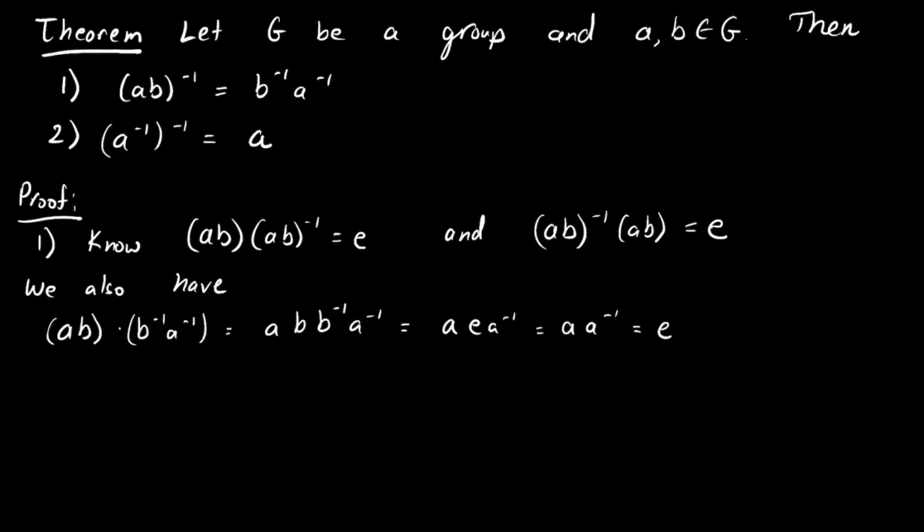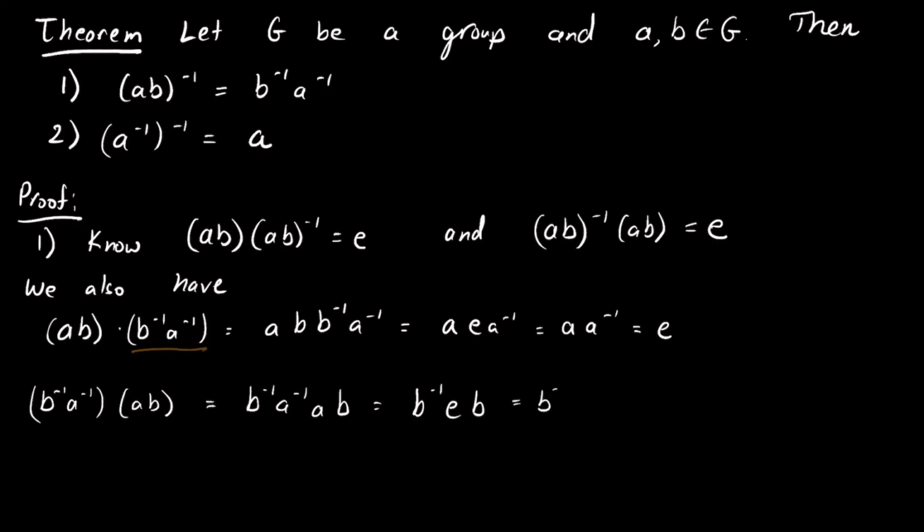So I notice that AB times this new element here gives me E, and then I'll do it in the other order as well. If I take B inverse A inverse times AB, again, avoiding all this parentheses shuffling, I'll just write the following. This is going to equal B inverse E times B, which is B inverse B, which is equal to E. So I see that this element here times AB also gets me E. Well, what do I know? I've just shown that this new element, B inverse A inverse, is also the inverse of AB.